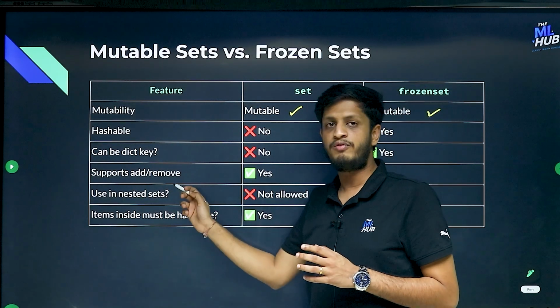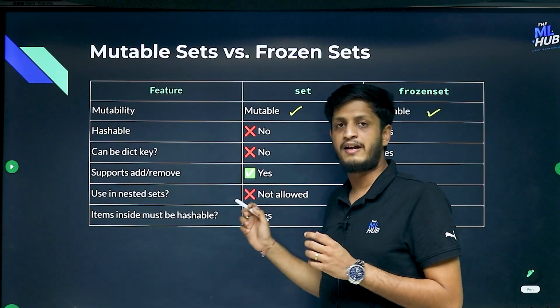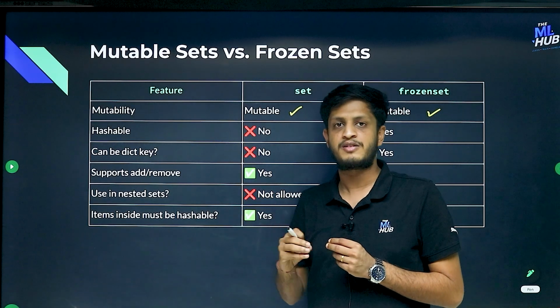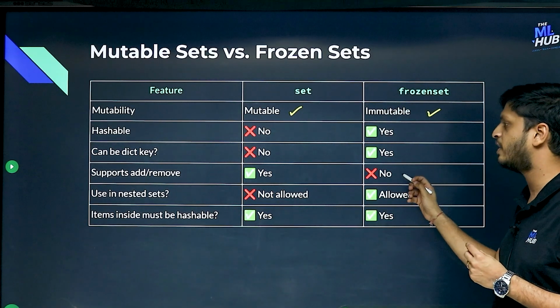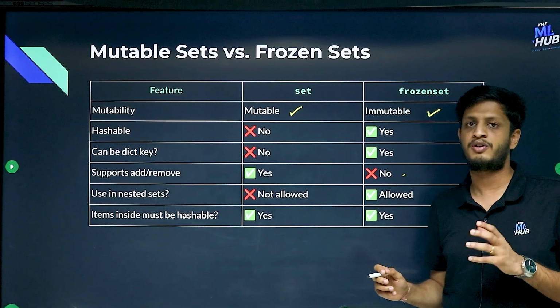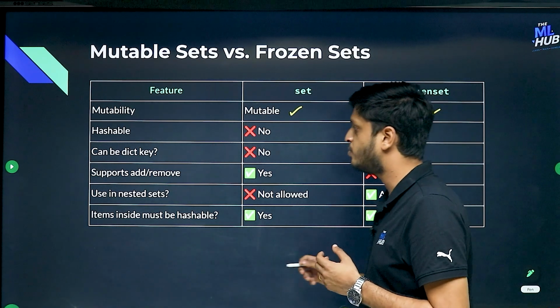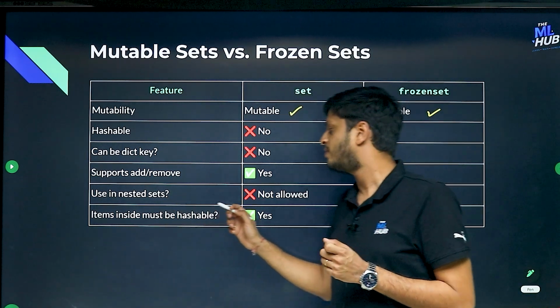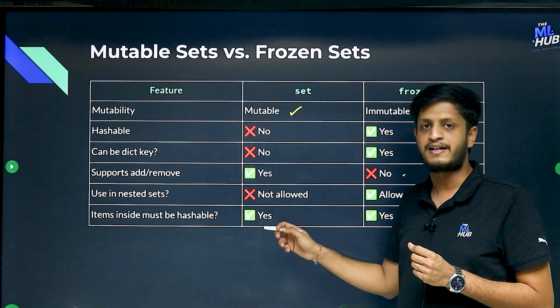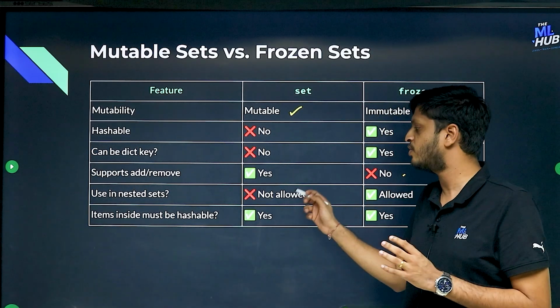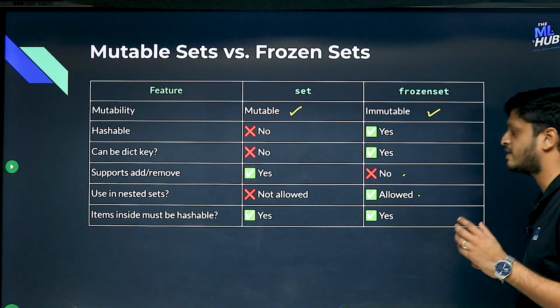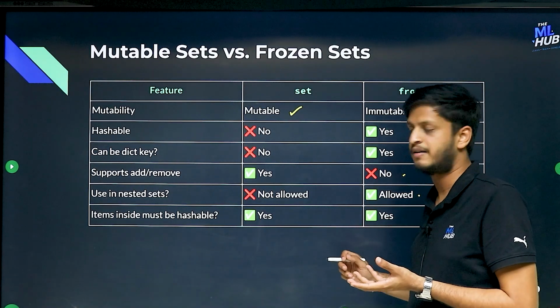Supports add or remove. Sets support add and remove because you can add or remove elements from a set, but from a frozen set you cannot remove or add elements, okay, because they are immutable. Use in nested sets. So you cannot use a set inside a set, but you can use a frozen set. You can add a frozen set inside a set.